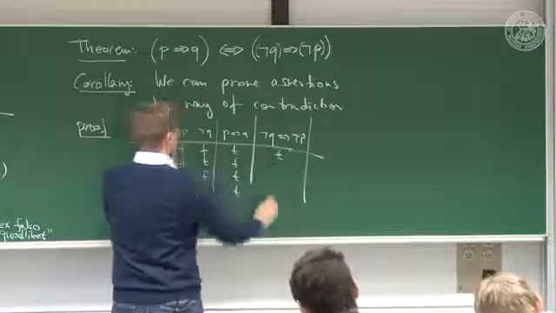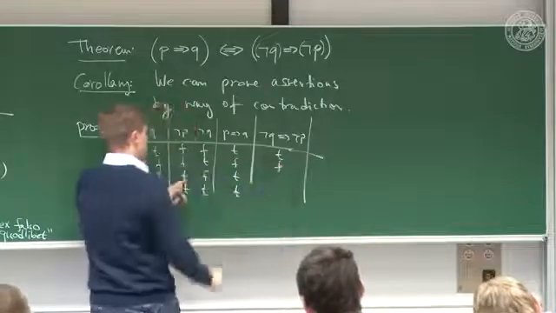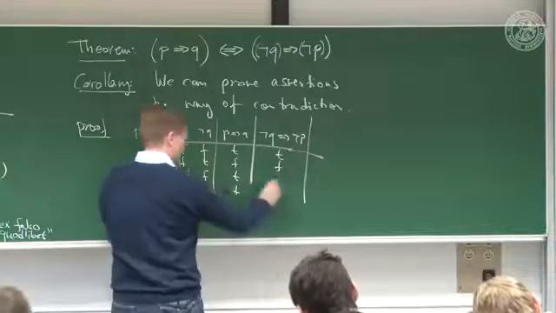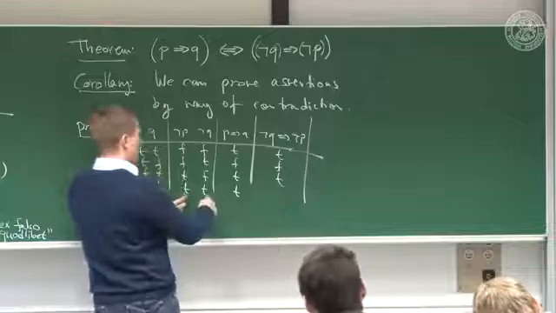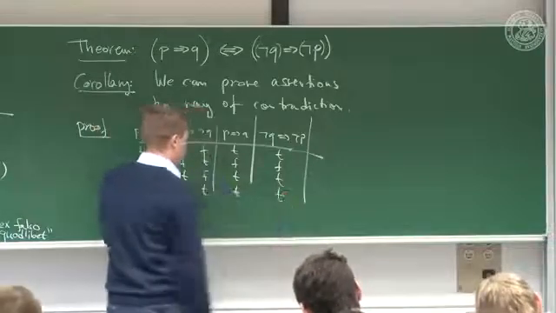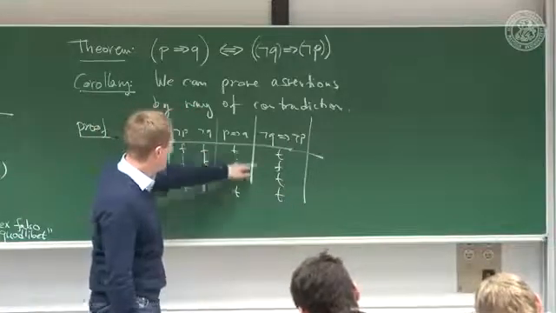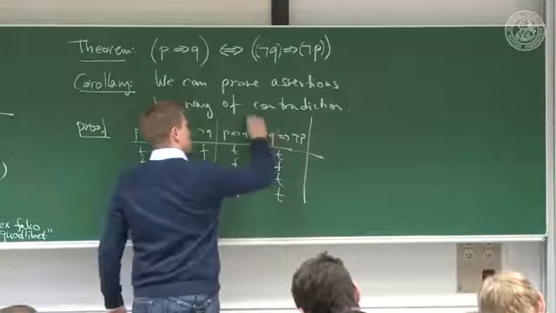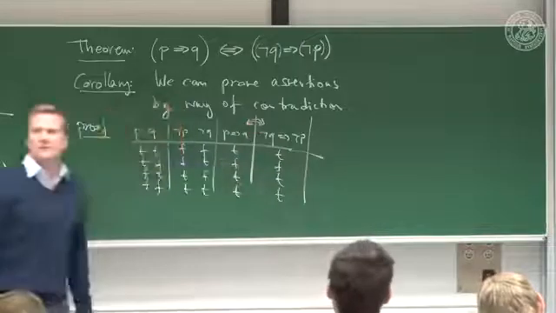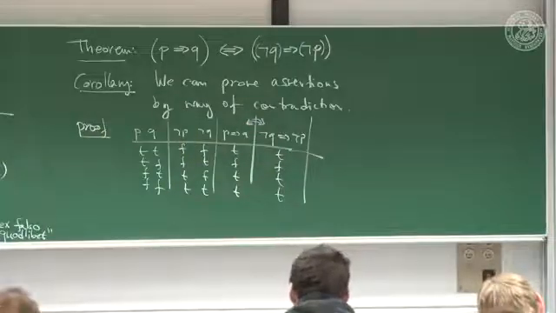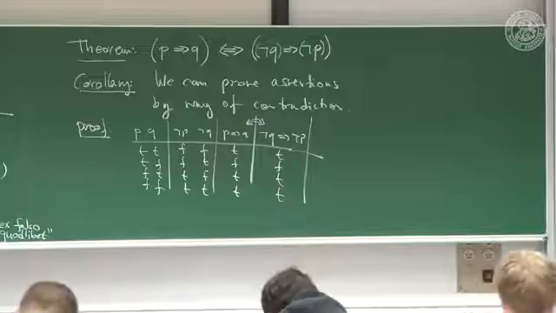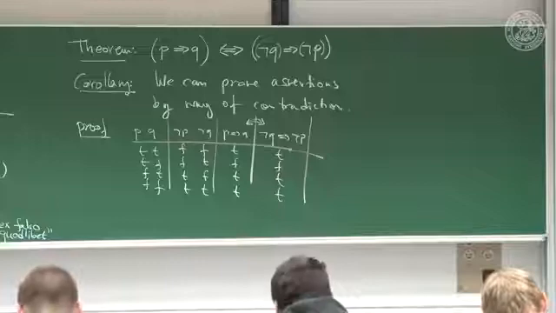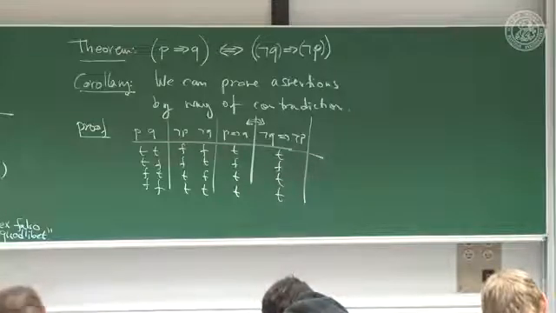False implies false is true. True implies false is false. False implies true is true, ex falso quodlibet. And true implies true is certainly also true. So we have true, false, true, true, true, false, true, true. Wonderfully, these two columns are equivalent. This is exactly the statement up here. This is the proof of such statements by way of writing down in full the table, the truth table.